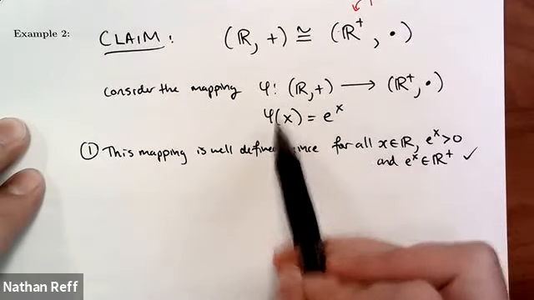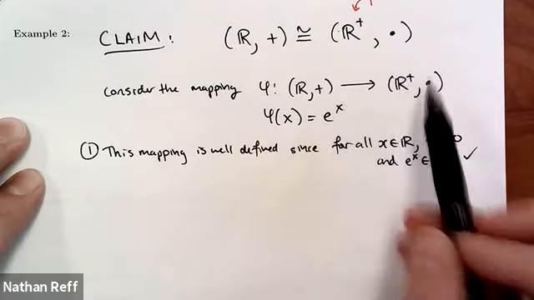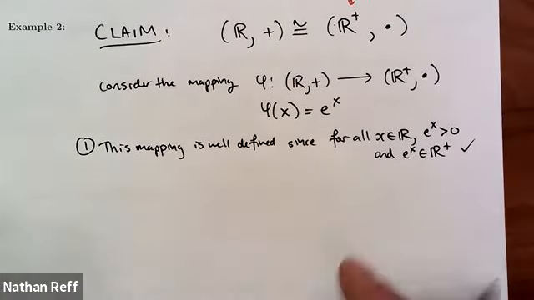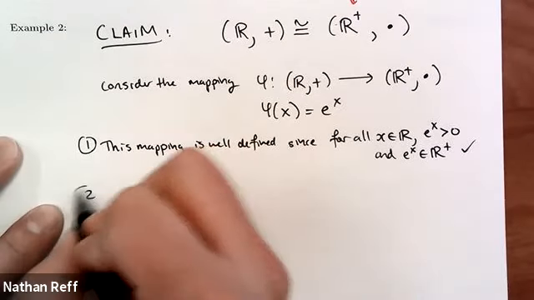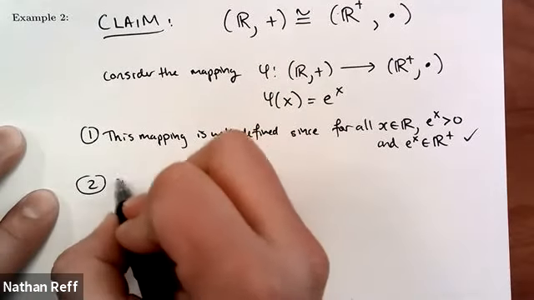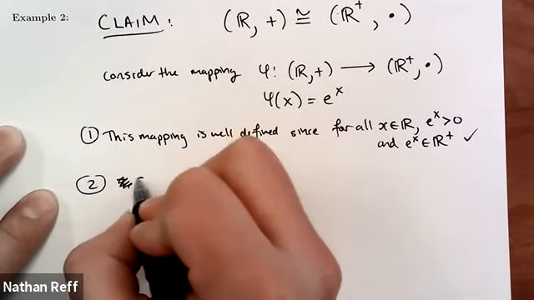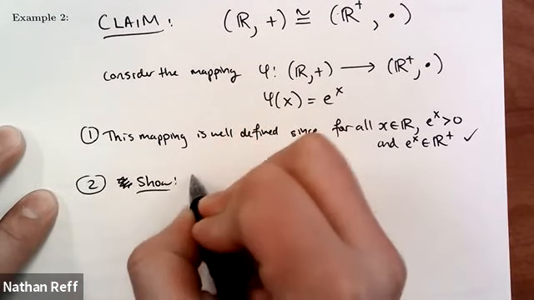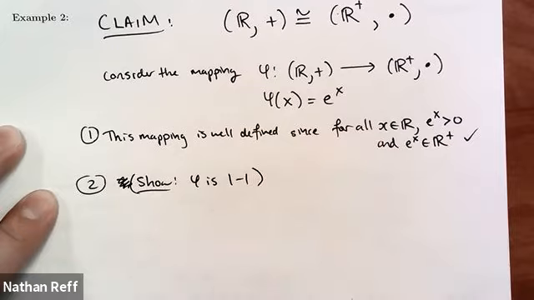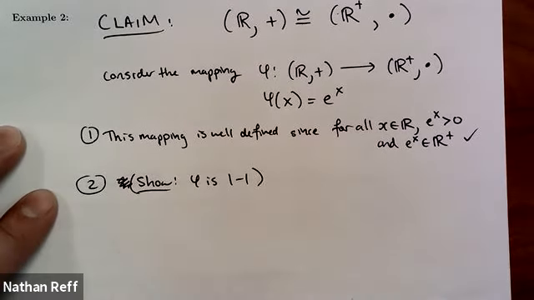So in other words, everything in the domain gets mapped to exactly one element of the codomain. Okay. Not answering whether or not it's one-to-one or onto yet. That's what we have to do next. So second, let's show phi is one-to-one or injective. That's the same name. Now, in order to do that, what are we going to do?